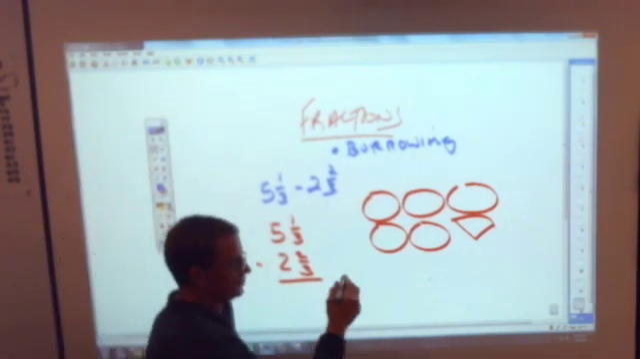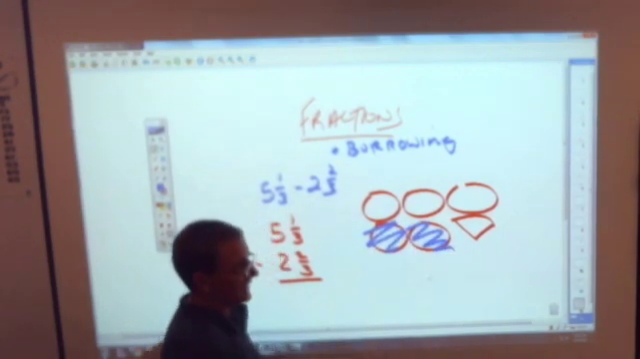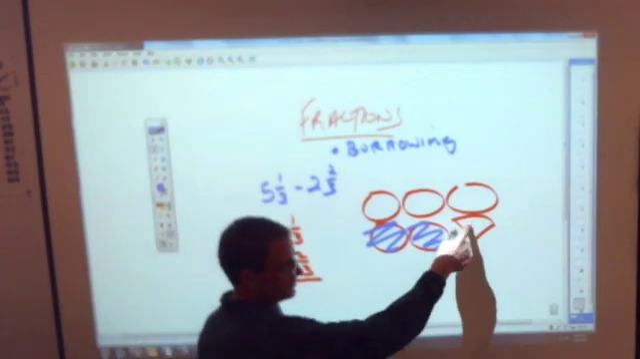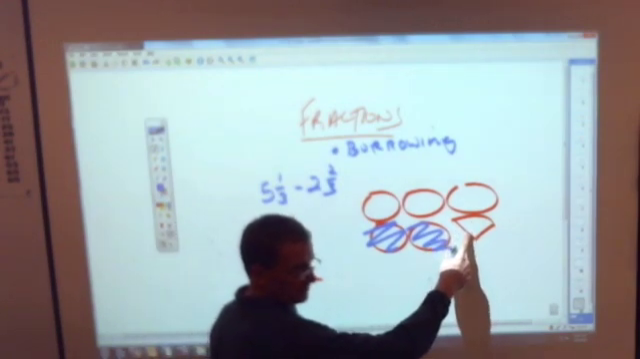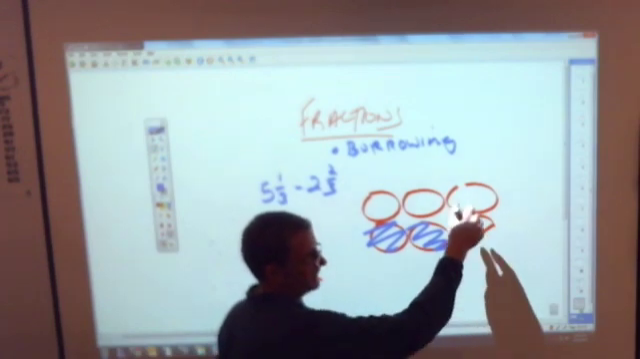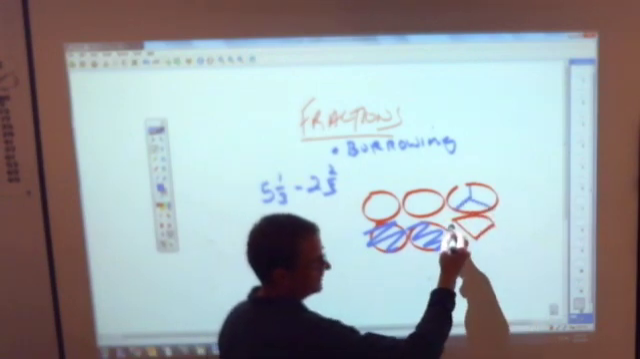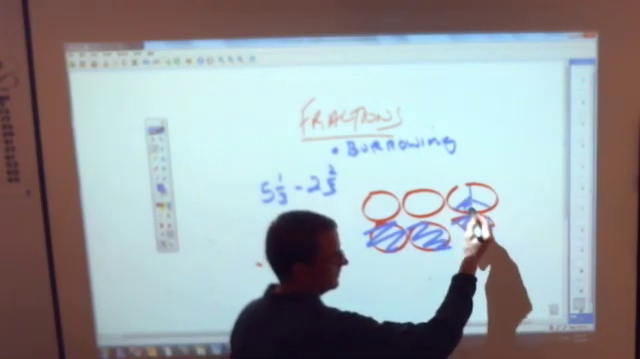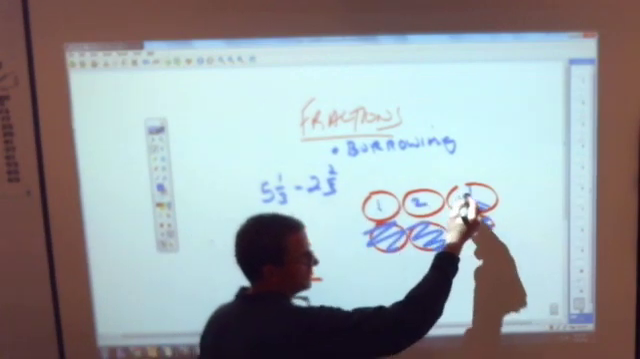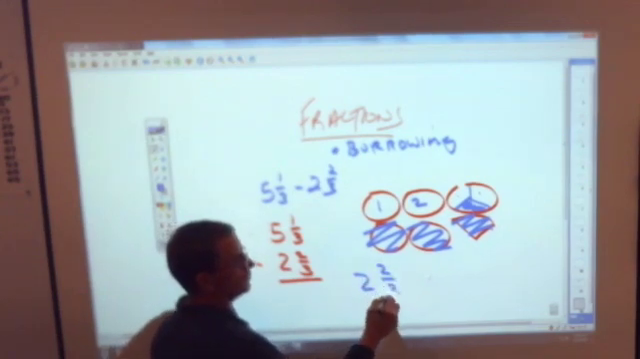So I know I'm taking 2 whole circles away, so I'll remove those. Okay, and now I need to take away how much more? 2/3. Well, this only gives me 1/3 of those 2/3. So what am I going to have to do? I'm going to have to take one of these, split it into thirds, so I can get my other third. So I take away this third plus a second third. What am I left with? 2 whole circles plus 2/3 of the other one. So I know my answer should be 2 2/3.